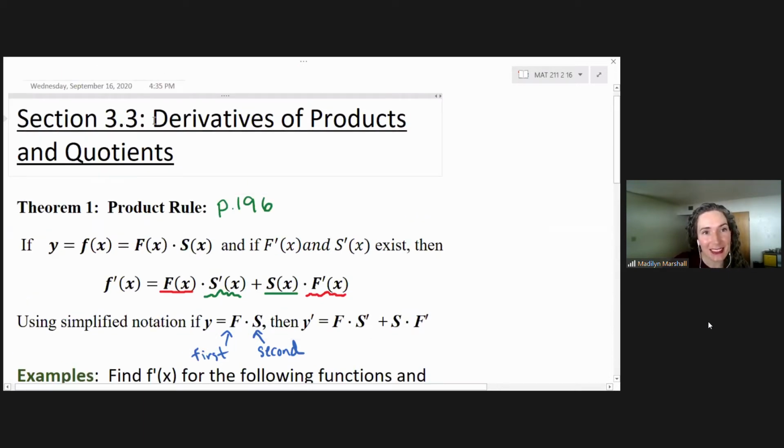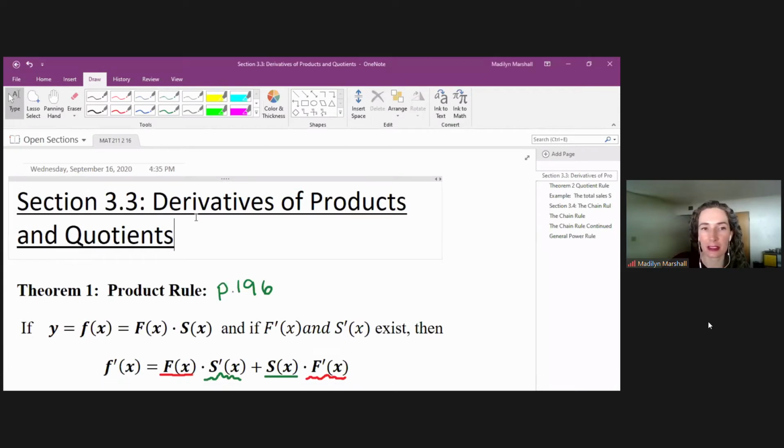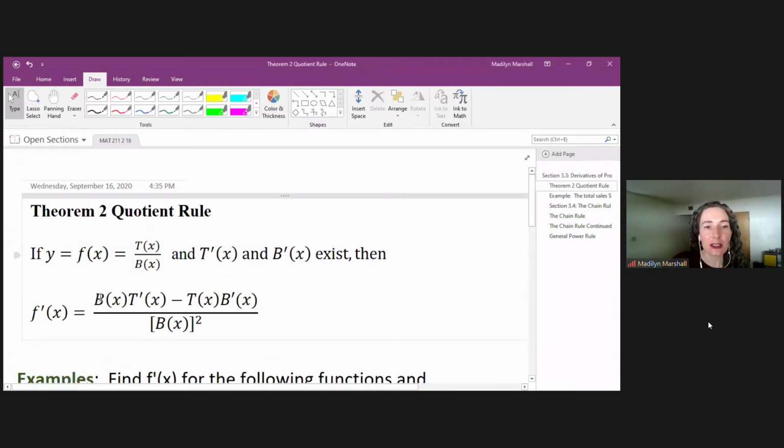So 3.3 is about derivatives of products and quotients. We also have a rule for quotients called the quotient rule. The quotient rule is a little bit less nice than the product rule. And it is on page 198.